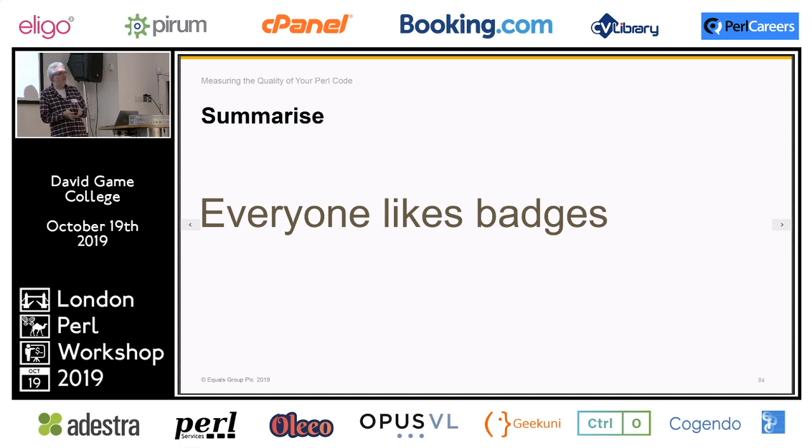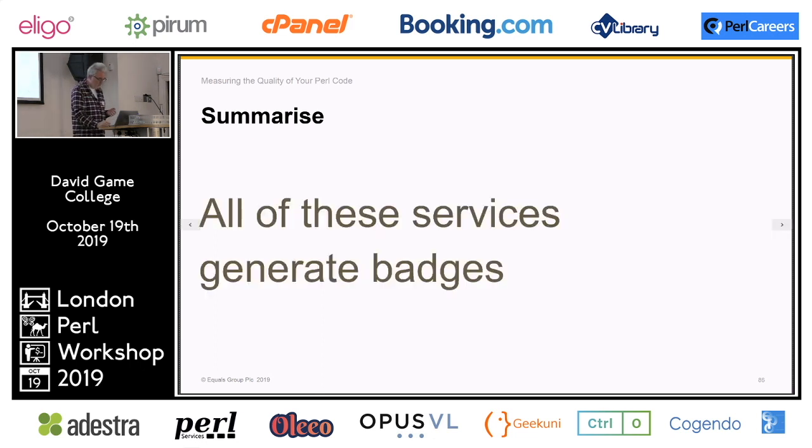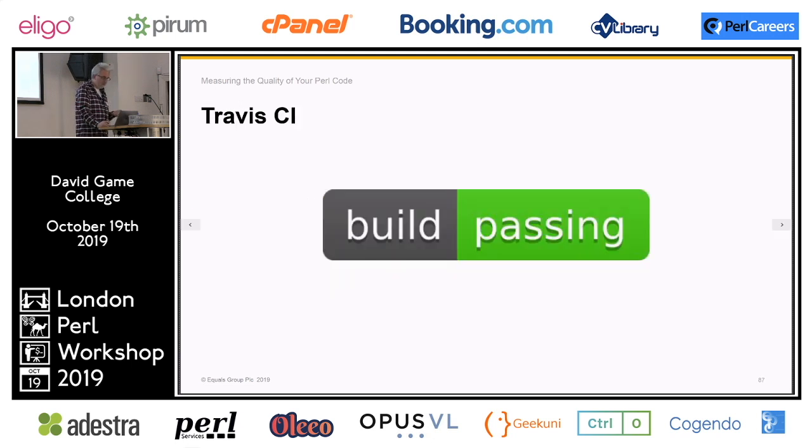Well, everyone likes badges. If you were looking at the output from Travis and Coveralls, you'll see these things tend to have the very common style of badge. Badges are cool. You've seen this kind of thing appearing all over the place. And all of these services will generate badges for you. So in Travis CI, you have a build passing or a build failing, or there's a couple of other error conditions when it hasn't been able to run your test suite for some reason.